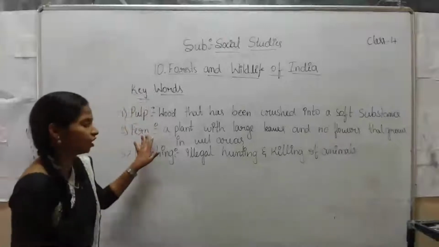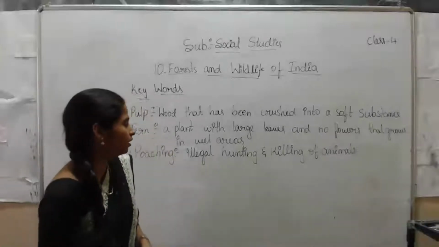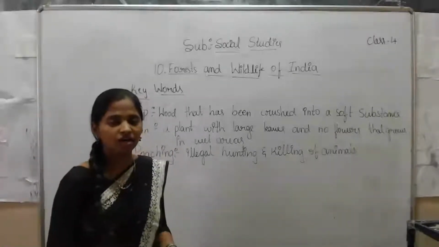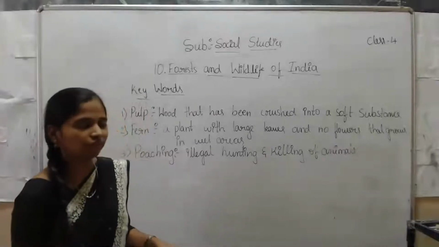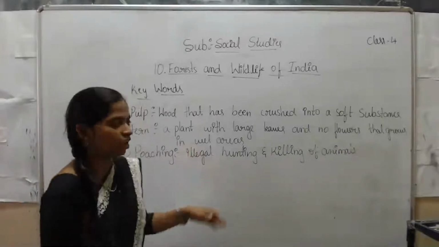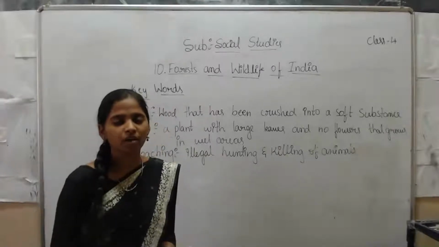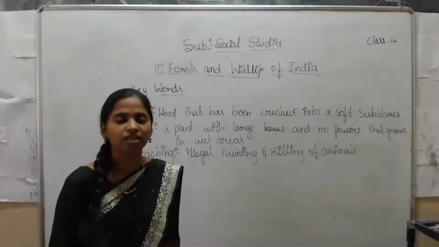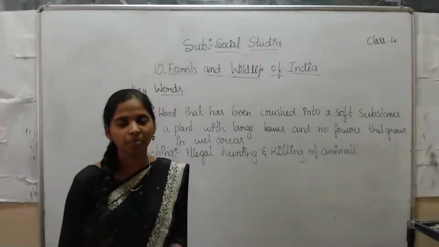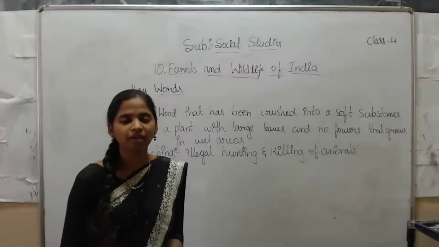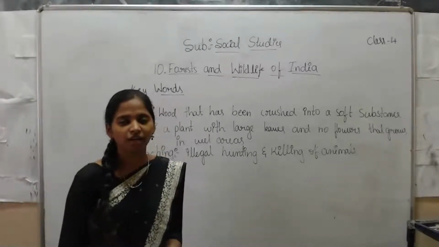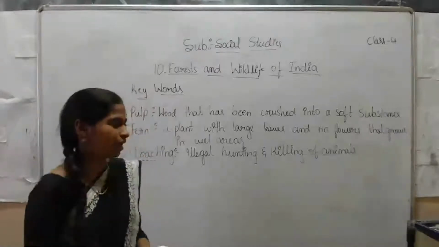Then comes fern. Fern is a plant which has large leaves, but it doesn't have any flowers, and it grows in wet areas. These kinds of ferns grow in wet or moist areas, but they don't have any flowers, only big leaves are present in that kind of small plant.